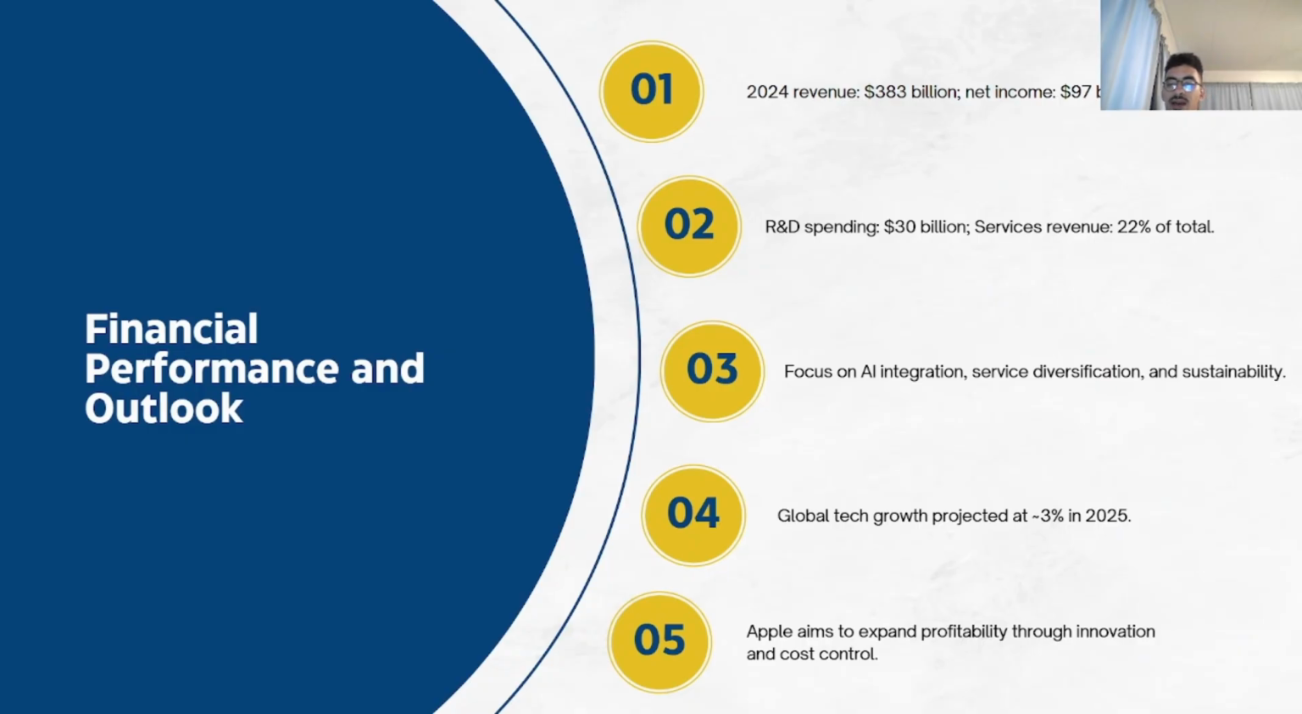Looking ahead, Apple's strategy focuses on integrating artificial intelligence, expanding services, and maintaining sustainability goals. Global technology growth is expected to continue at about 3% in 2025, giving Apple room to strengthen its profitability through innovation and efficiency.